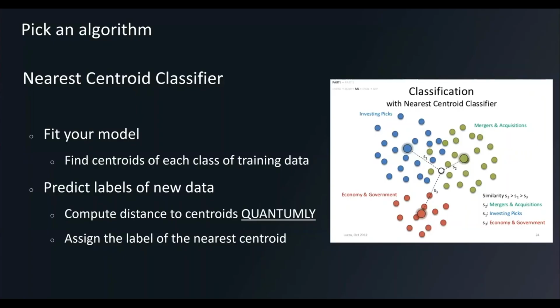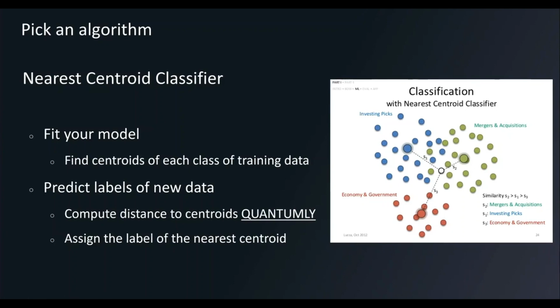So when we decide to do any machine learning task, the first thing to do is to pick an algorithm. So here we chose a really simple algorithm called the nearest centroid classifier. In this method, the model is constructed by finding the centroids of each class of training data. For instance, if you have three classes as shown by the different colors on the right over here, their centroids can be located by averaging over the positions of each point in the class.